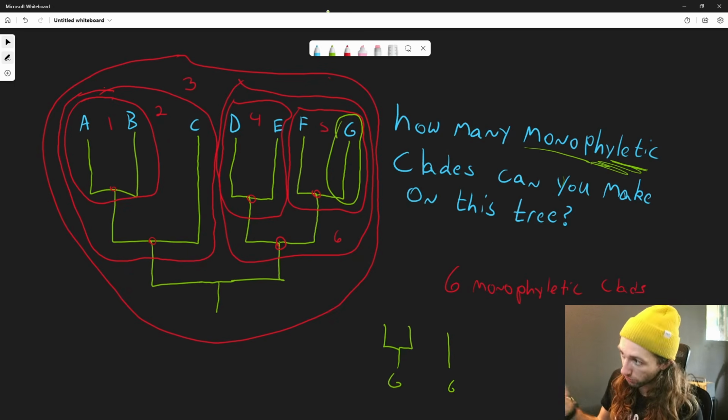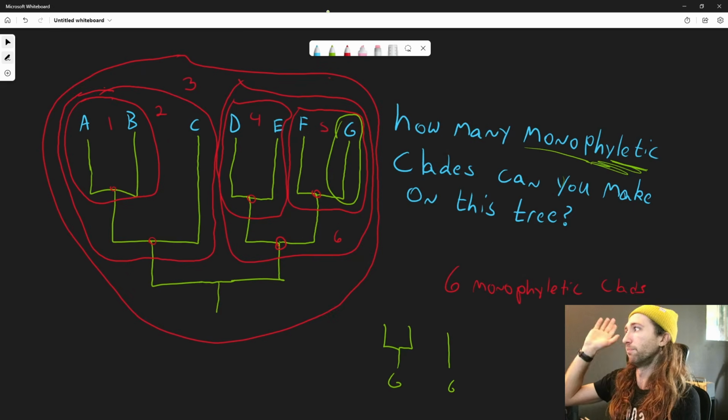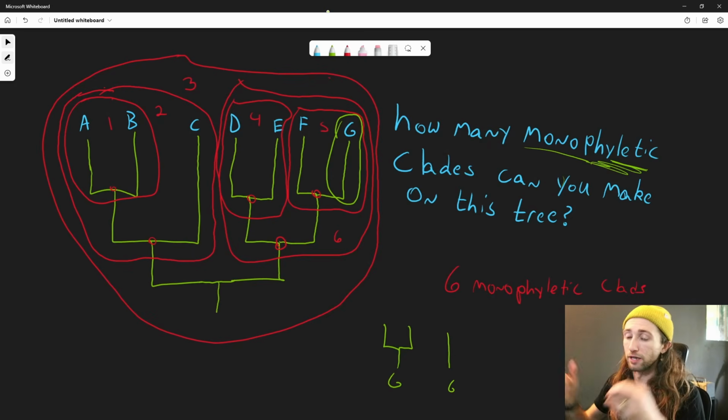So the correct answer, based purely on what we see on this phylogeny, is 6. But if you knew any extra information, like you knew these were the snakes, and this was the lizards, these were the crocs, and these were the birds, you could make more clades, and then you'd have a clade total of, I think, 11. So like A, B, C, D, E, F, G is 7 plus 6, 11.